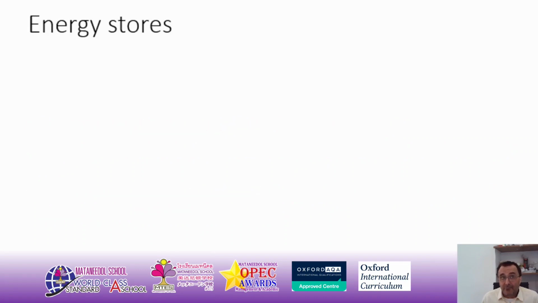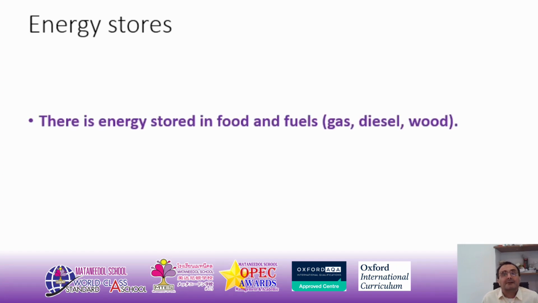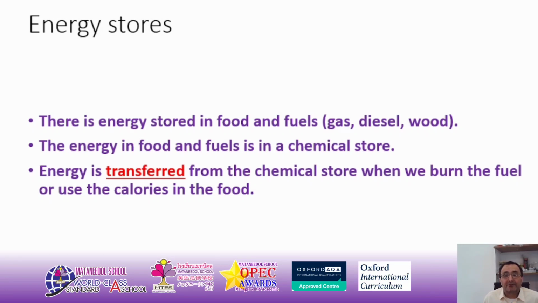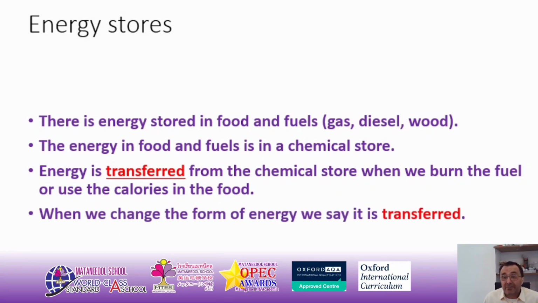So we can store energy in different places. So there's energy stored in fuels and food, and the fuels that we use a lot will be gas, diesel, petrol, wood, charcoal when we have a barbecue. The energy in food and in fuels is in what we call a chemical store. Energy is transferred from the chemical store when we burn it, or we use the calories in food to move around, to breathe, to stay alive. When we change the form of the energy, we say it is transferred.